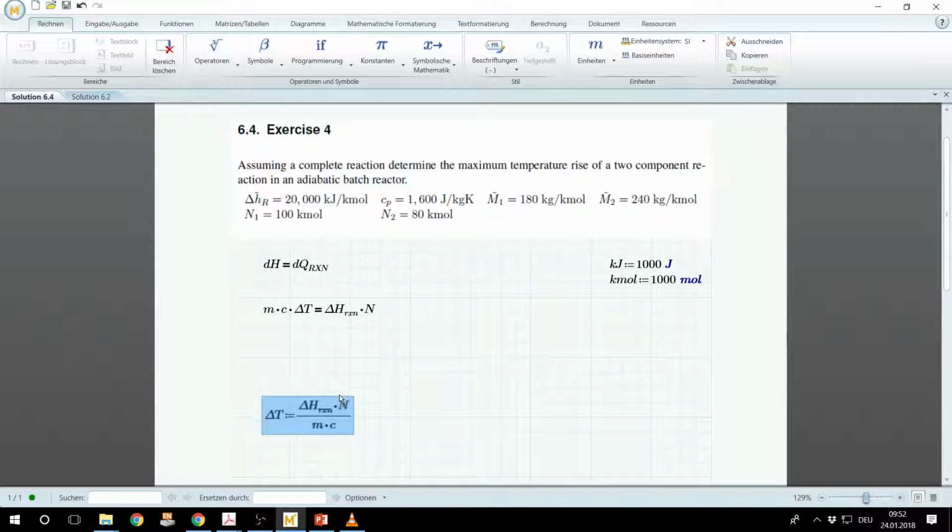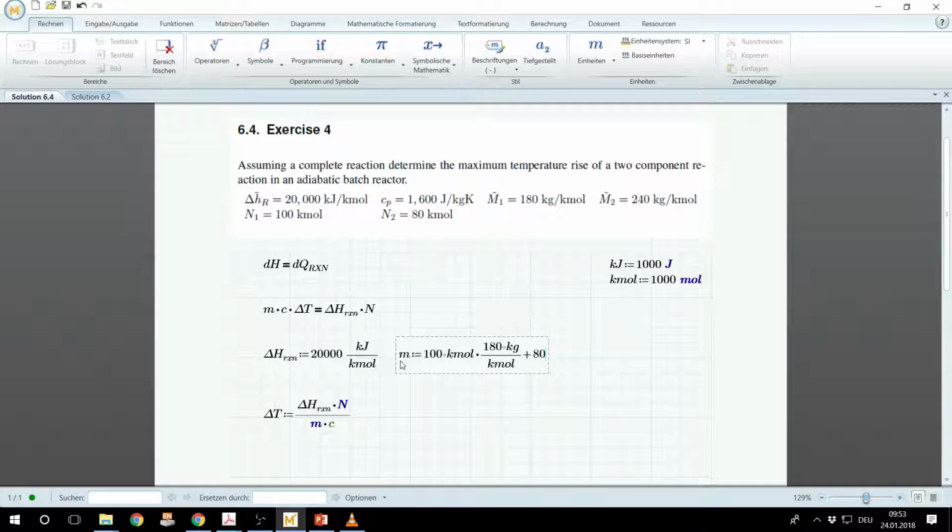So what are each of these terms? The heat of reaction is 20,000 kilojoules per kilomole. The mass here, we can calculate: N1 is 100 kilomoles, and if we multiply this by the factor we're given of 180 kilograms per kilomole, we now have the number of kilograms of component 1. And repeating for component 2, we have 80 kilomoles of substance with 240 kilograms per kilomole, which is equal to this number of kilograms.